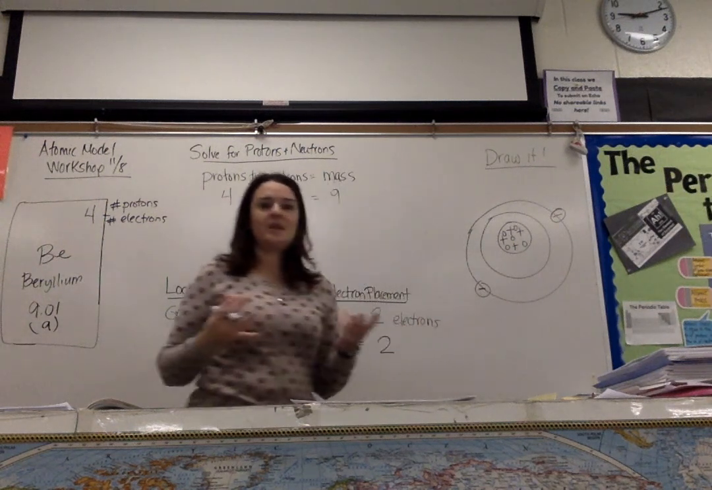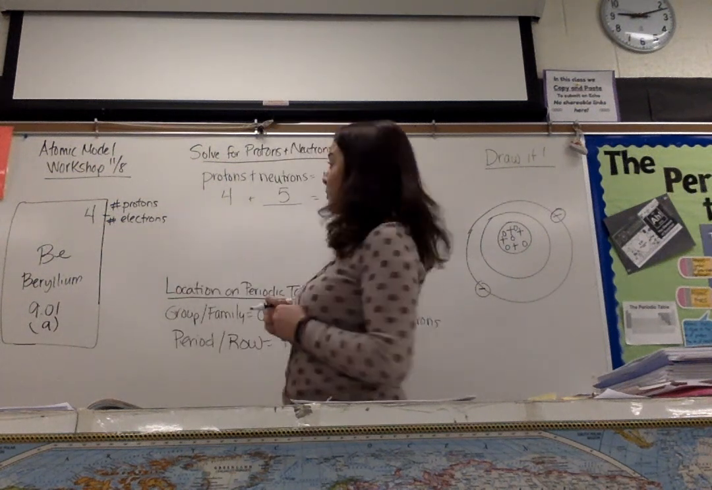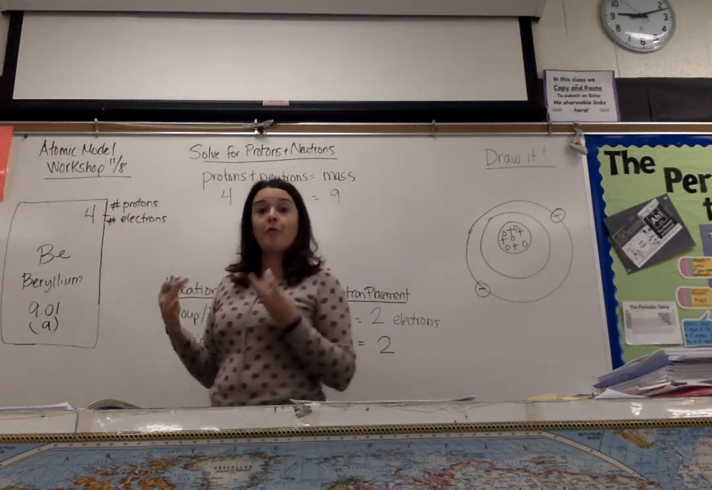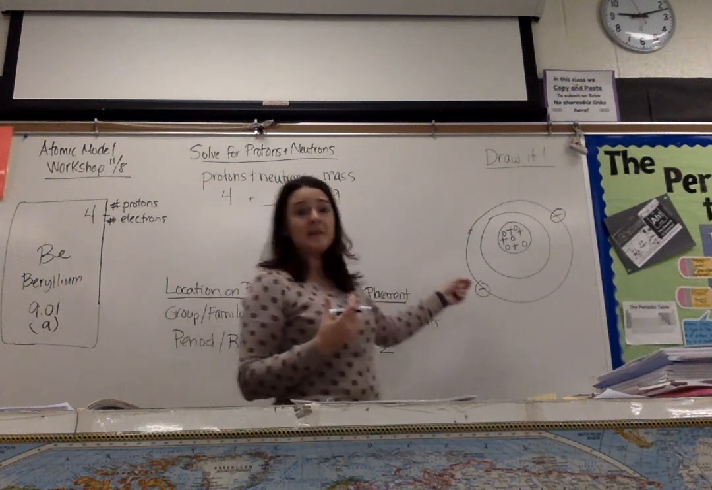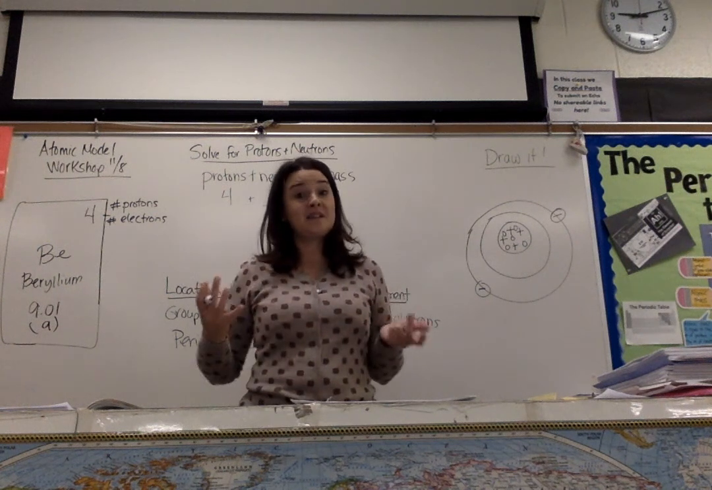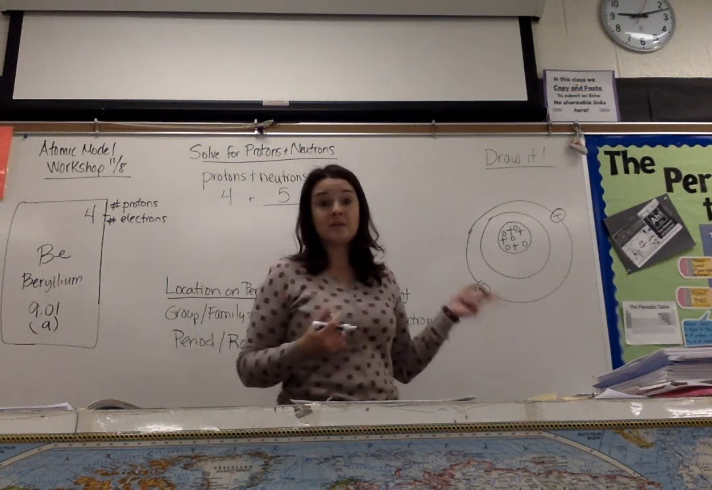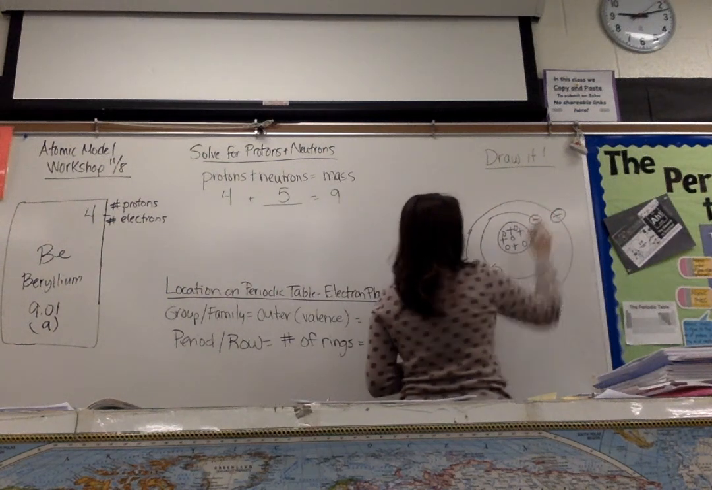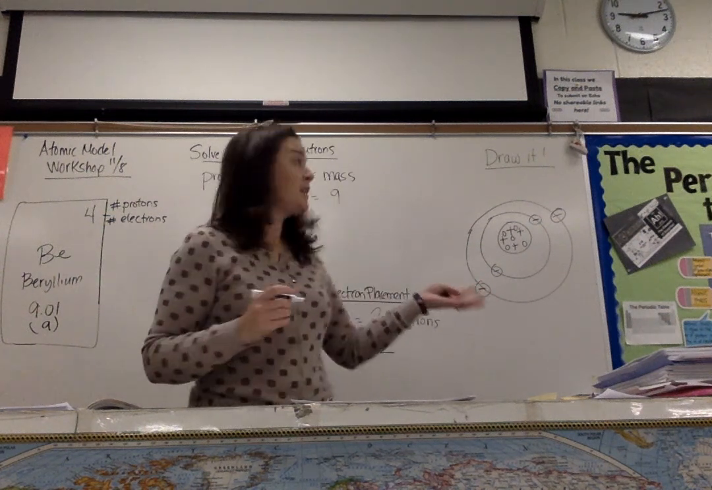So you might be asking, well, what's next? Well, let's look at the total number of electrons that beryllium has to have. Beryllium is atom number four. Four protons, four electrons. And I've already placed two electrons in the outermost ring. Well, that's an easy one. We know that there needs to be two more electrons, and we're going to put those in the innermost ring. So, there is my atom of beryllium.